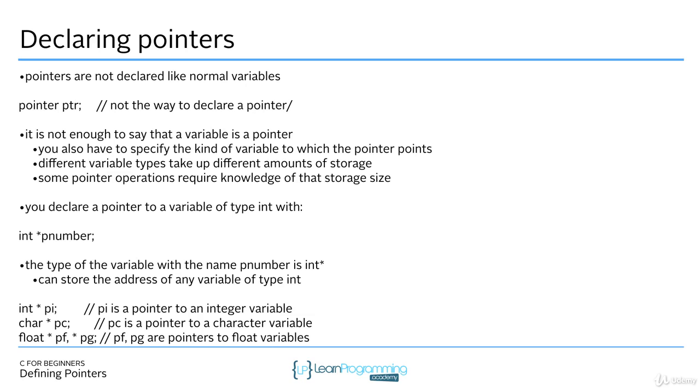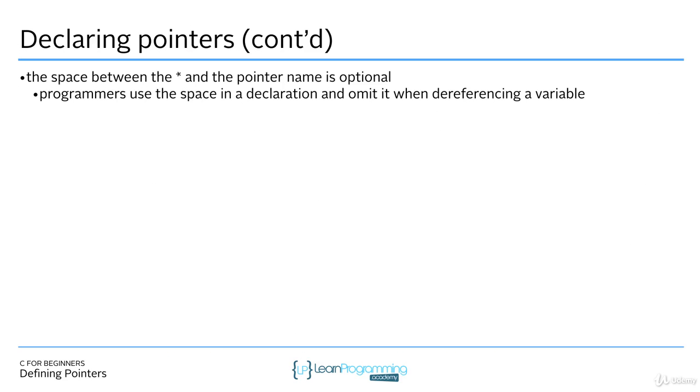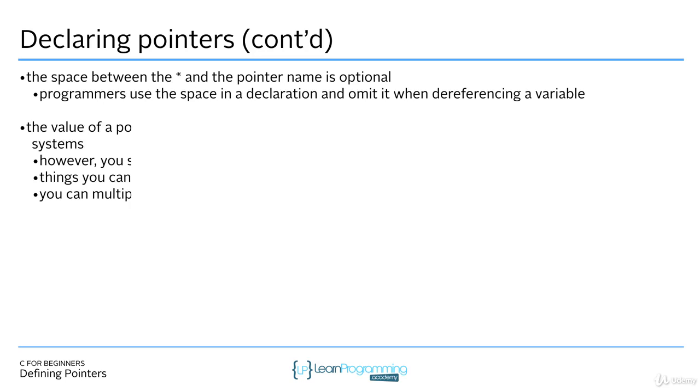Char star pc is pointing to a character variable. Float star pf, star pg, those are pointers to float variables. That's how you define them. Types matter. The space between the asterisk and the pointer name is optional. You don't have to put a space there; you can have no space. When we talk about dereferencing a variable, you usually use a space in the declaration, and then when you're dereferencing, you don't use it. So all these declarations should contain a space by convention.